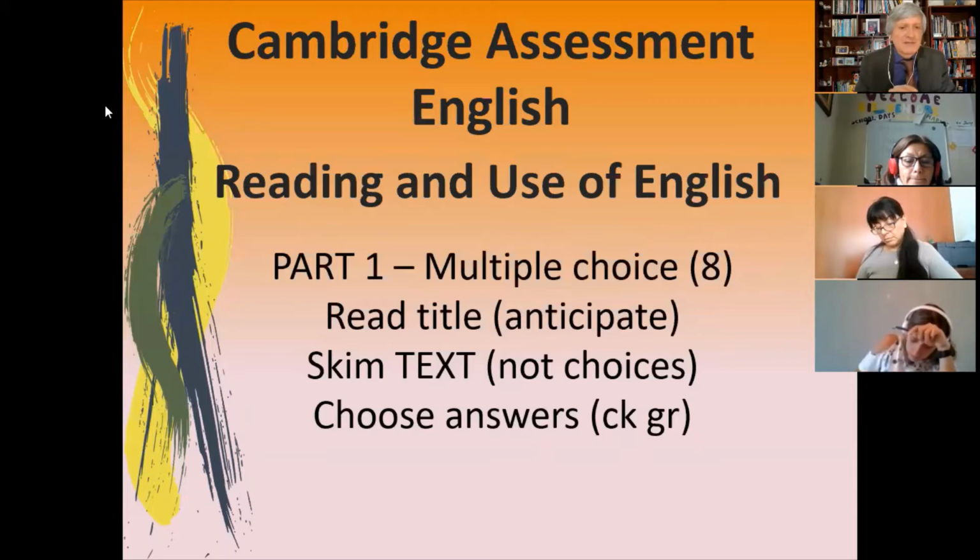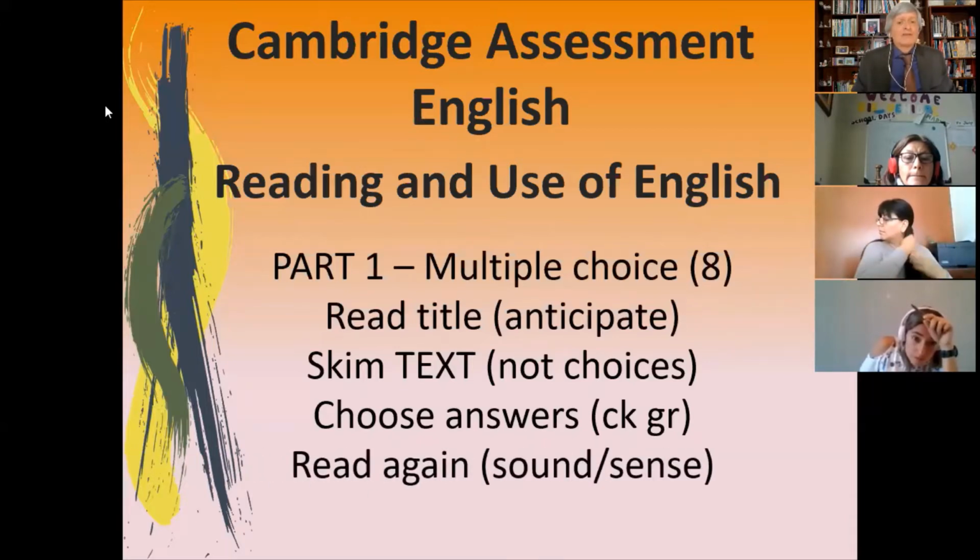Once you finish skimming through the text, then you go back and start. Some of them you already knew what the possible answer would be, and then you just check the options and see if you were right. And once you finish answering all of them, read it again. Take a little break. You finish all the 8 questions and think, okay, that was easy or difficult, whatever.